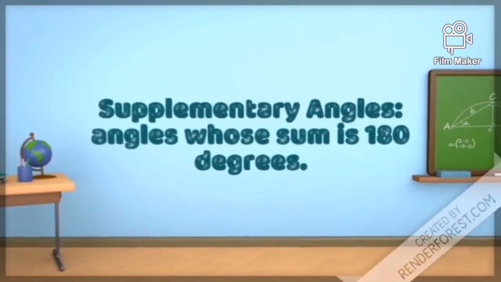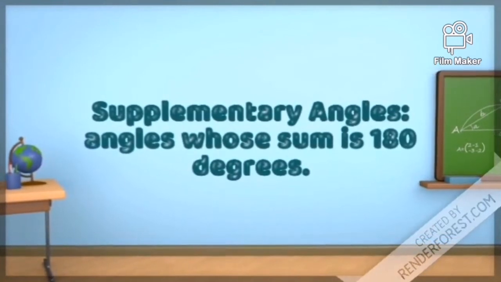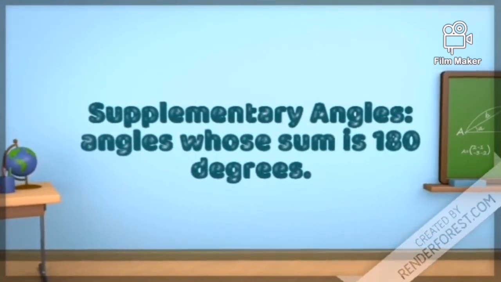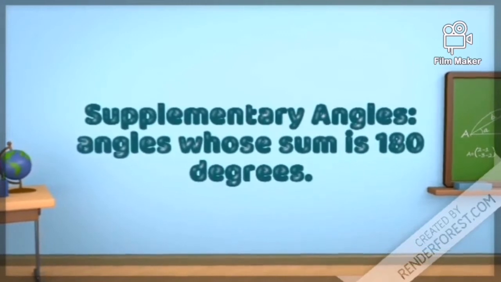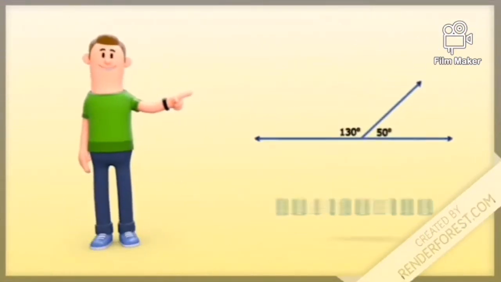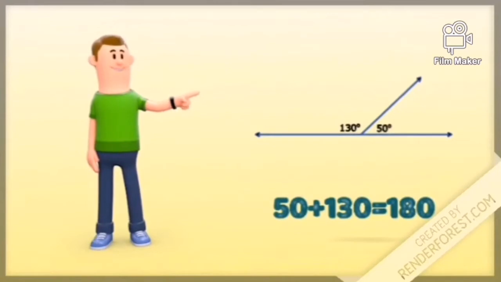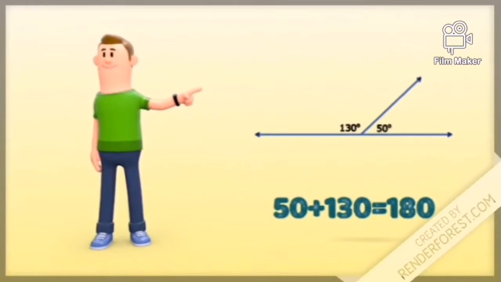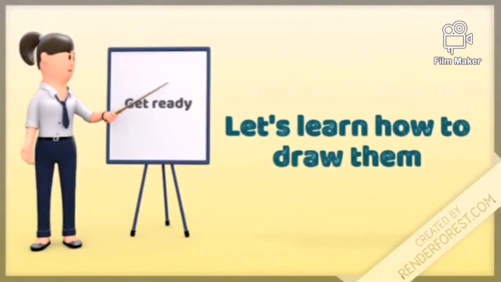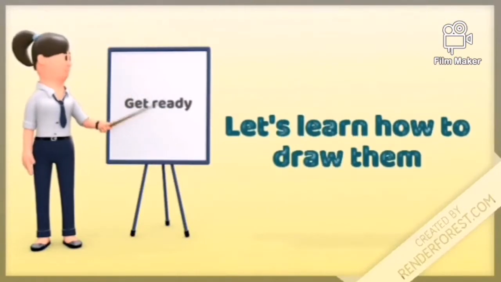I also have supplementary angles. Supplementary angles are the angles that I add them to get 180 degrees. So if I add them, I get 180 degrees. Like in this example, I have one angle 50 degrees and the other one is 130. If I add them, I can see that their measure is 180. So these are supplementary. Let's now learn how to draw them.